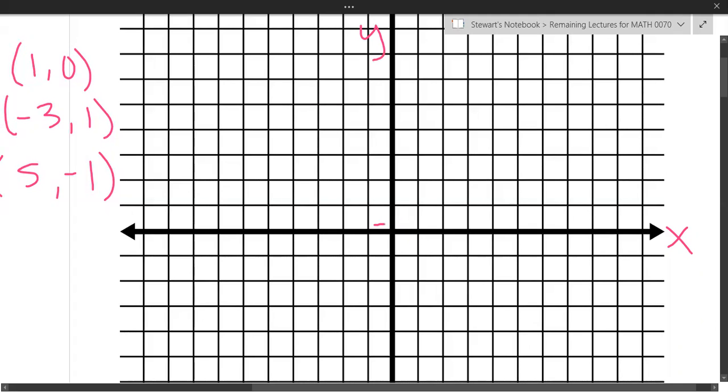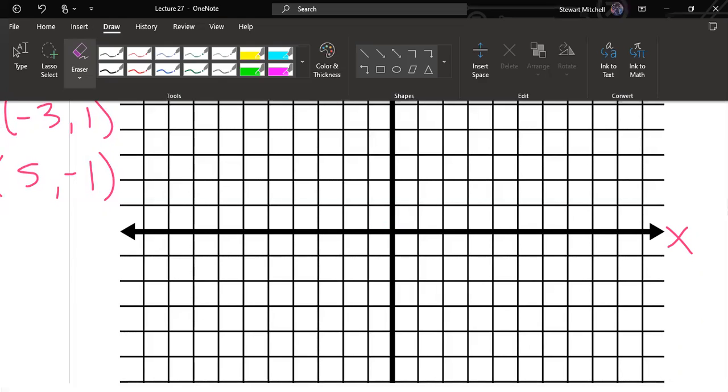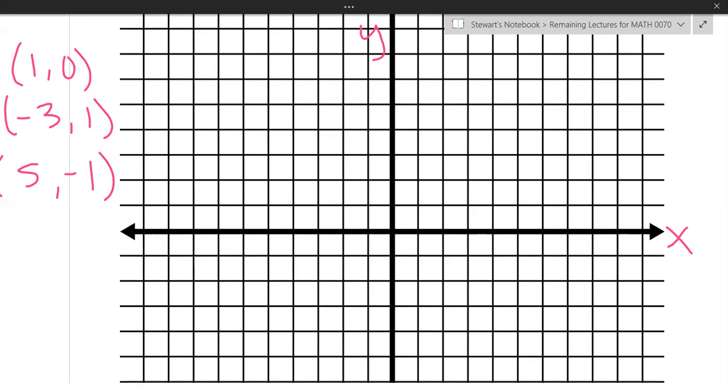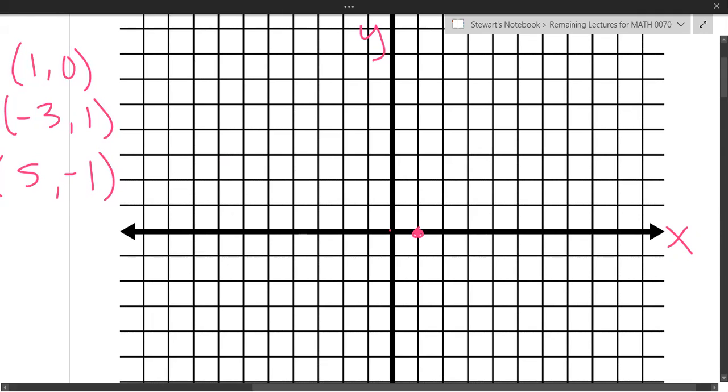So you're going to start from the origin. If x is positive, you move to the right. If x is negative, you move to the left. If y is positive, you move up. If y is negative, you move down. So for 1, 0, we start at the origin. We go over 1, which would put us here. And then we go up 0. So that would keep us here.